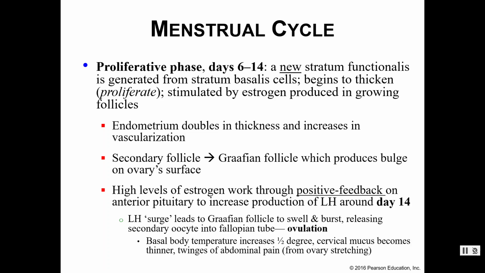In addition to all of that exciting stuff going on with the follicle, basal body temperature also goes up 0.5 degree. Cervical mucus becomes thinner, making it easier for sperm to make their way up into the uterus and then the fallopian tubes. And some females even experience twinges of abdominal pain from the ovaries stretching and stuff during ovulation.